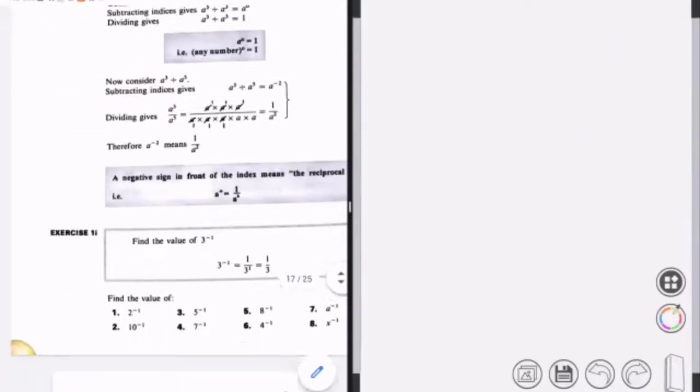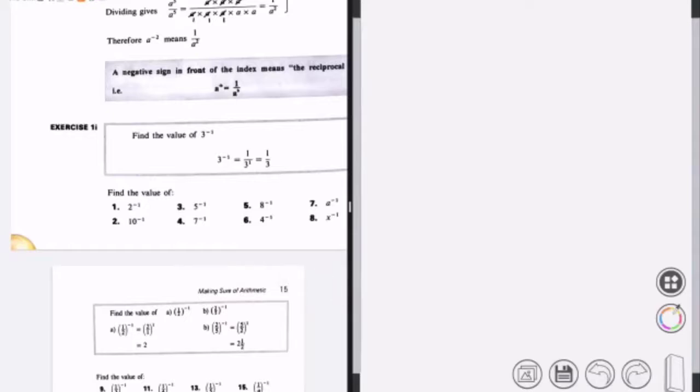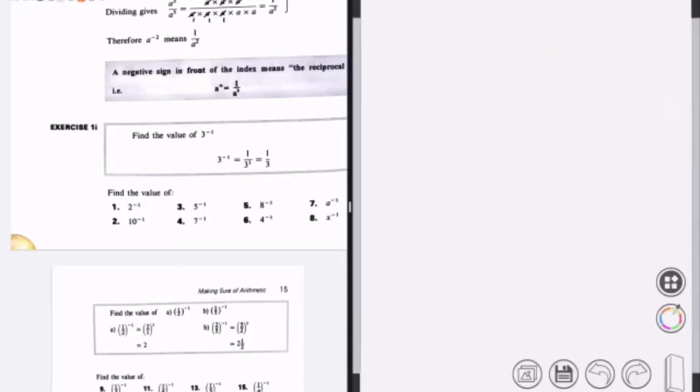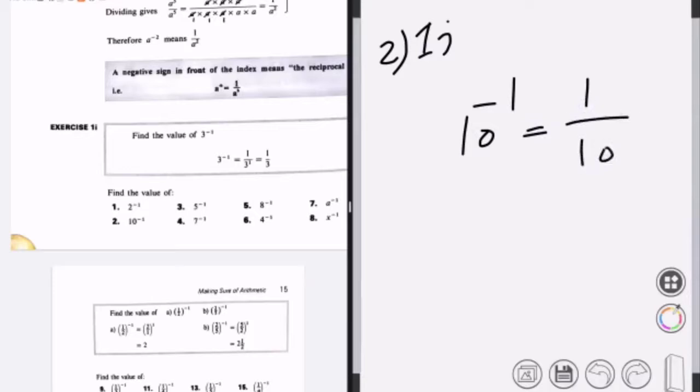Now we will go to the exercise and solve some questions. Find the value of 3 power minus 1. It will be 1 over 3 power 1, equal to 1 over 3. Very simple. Now, question 2 of exercise 1I: 10 power minus 1. You can write 1 over 10. Like question 7: a power minus 1 equals 1 over a.